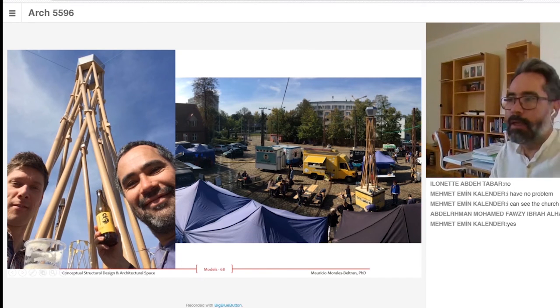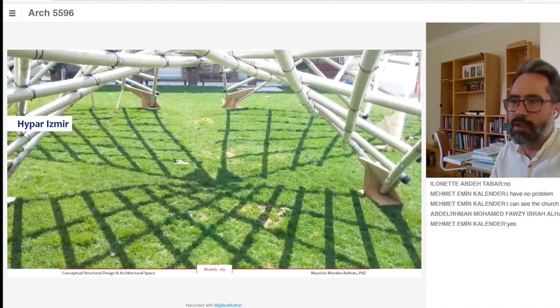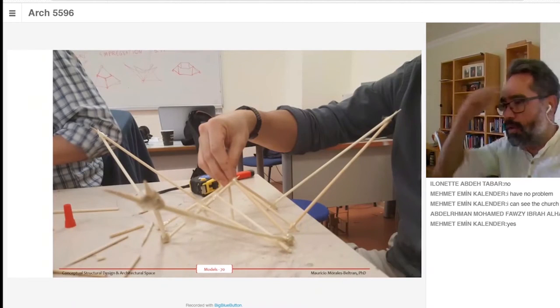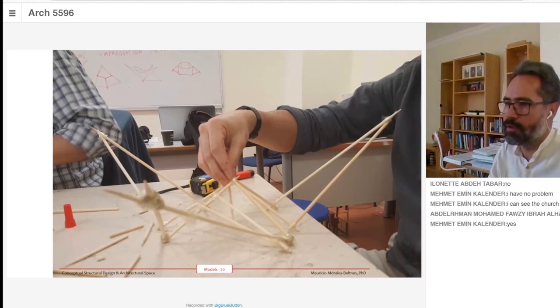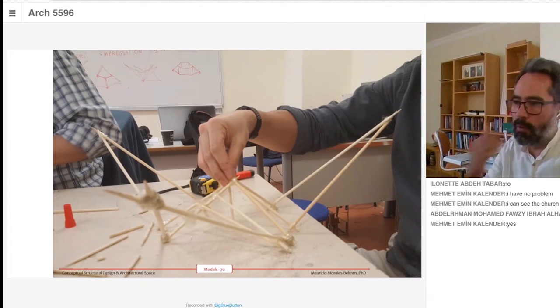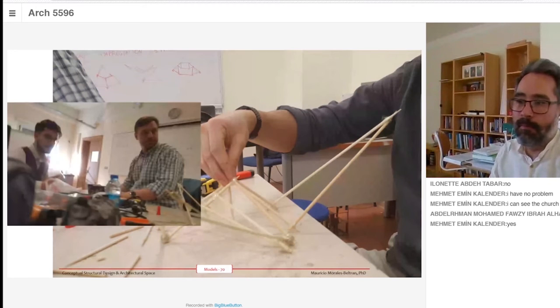Again, I'm going to go quickly. This is an exercise we made here in Izmir. At the beginning, of course, as always, we made a brainstorming. Someone proposed this HyPar thing, and not everyone was really convinced.